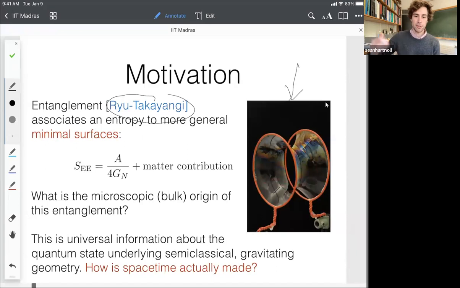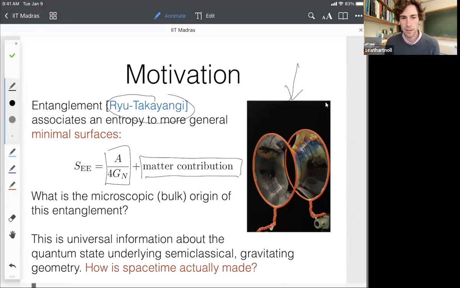The entanglement across this surface, well, there's a sort of obvious contribution that whatever fields you might have in your spacetime will be entangled. But in addition, there's a universal gravitational contribution, which is the area of the surface over 4G Newton. So very much so, Bekenstein-Hawking entropy can be understood as a special case of this. And so now this associates some kind of entropy to more general regions of space. And you could ask, what is the microscopic bulk origin of this entanglement? Analogously to saying that, well, the black hole entropy is counting certain string states or something.